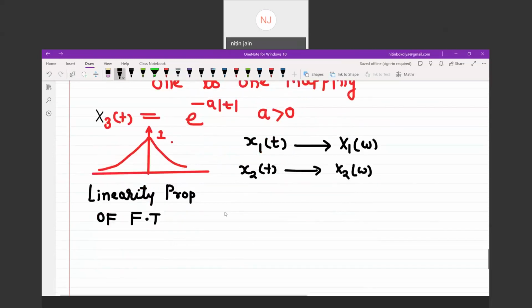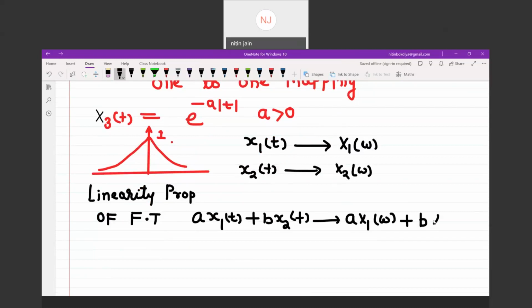Linearity follows the superposition. So a times x1(t) plus b times x2(t), where a and b are not 0, have Fourier transform a times X1(omega) plus b times X2(omega). This arrow represents the Fourier transform. This property is known as the linearity property of the Fourier transform.